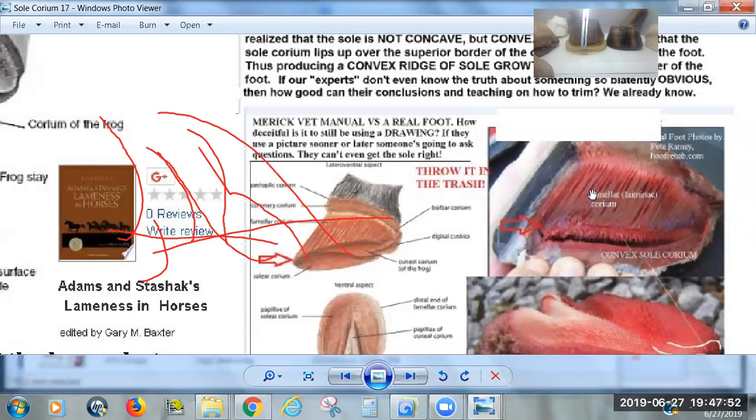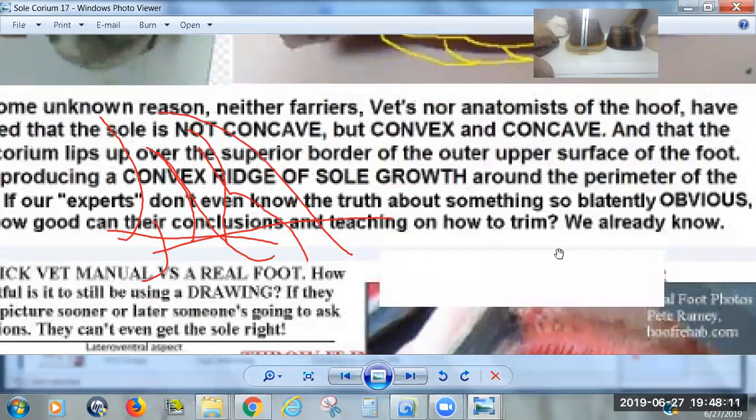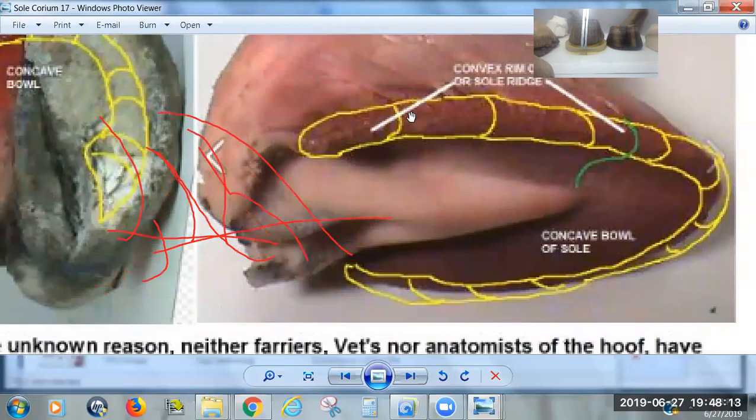Okay, so here again is the inner foot, and there's the lamina, and here's the lamina, and here's the sole corium, right here. And so around the whole bottom of this foot is this sole corium here, and it's like this. Do you see that? Let me annotate. Let's just do pink.